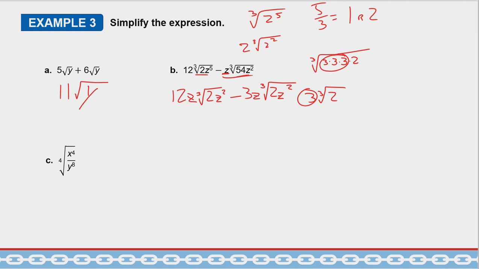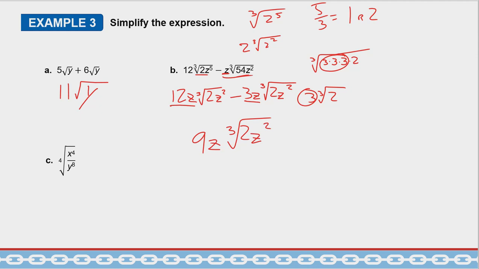squared. What I have done is I've worked hard and probably not explained super well, but I have gotten common terms under the radical. They're both cubic root of 2z squared. So I have 12z minus 3z, which would be 9z, and then the cubic root part matches. That's what allows me to do that subtraction.